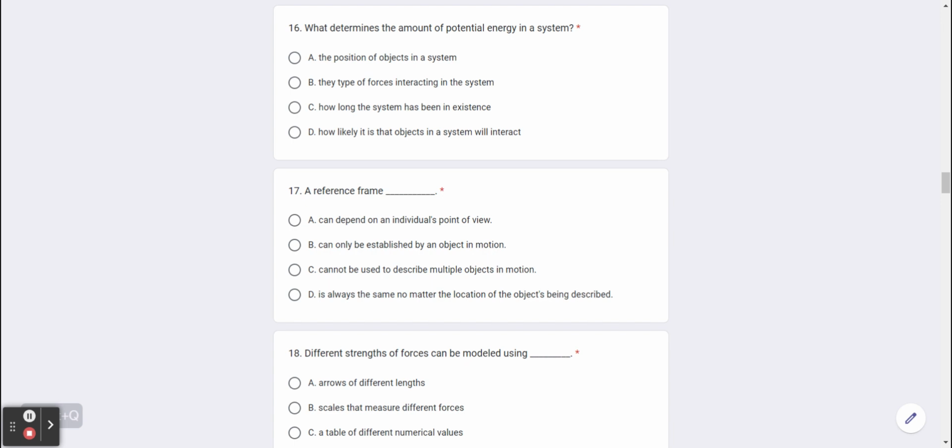A, reference frame. A can depend on an individual's point of view. B, can only be established by an object in motion. C, cannot be used to describe multiple objects in motion. D, is the same no matter the location of the object being described.